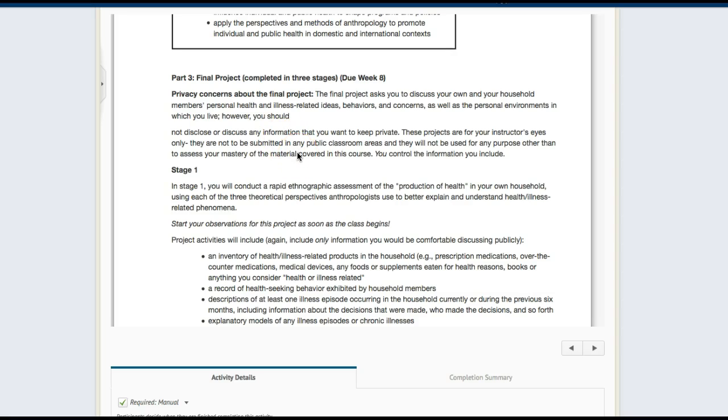So these projects are for my eyes only as your professor. They're not to be submitted in any public classroom areas, and they will not be used for any purpose other than to assess your mastery of the course material. So you control the information that you include here.